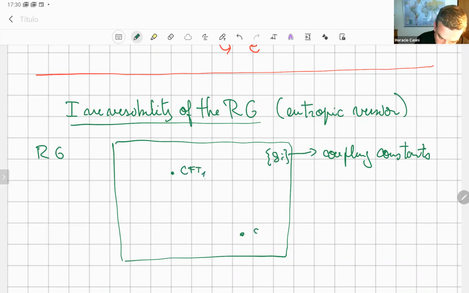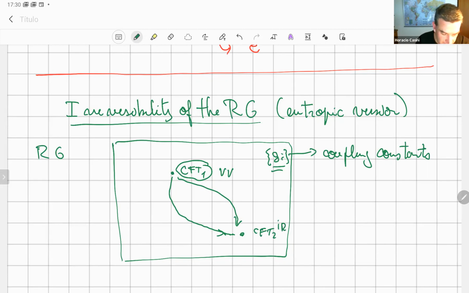Let me call it CFT1, CFT2. And then the renormalization group describes a flow in the space of coupling constants as you move in size, in energy. So you can see that, for example, some theory will move with the renormalization group in some flow. For example, flowing from CFT1 to CFT2. This will be for short distances in the UV, and this will be for large distances in the IR, for example.